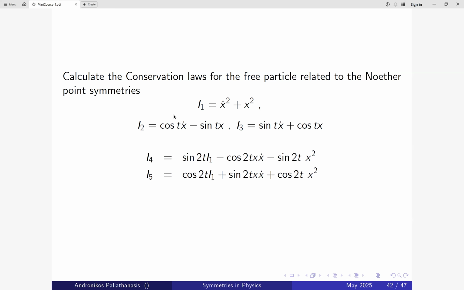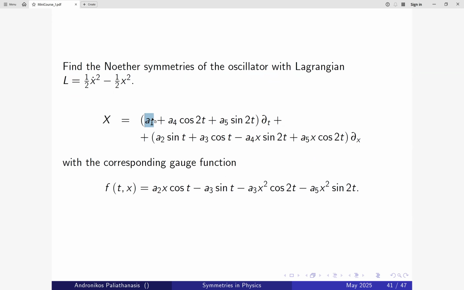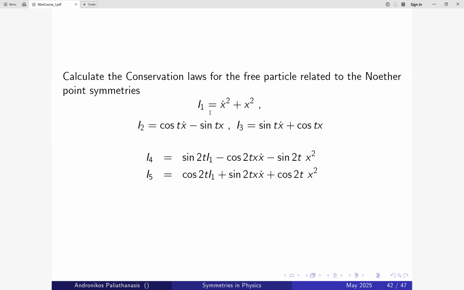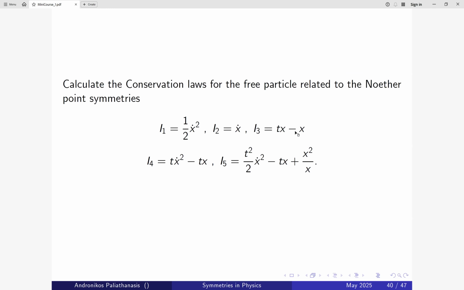As you can see, I1 is nothing else than the conservation law of energy, which is related to the invariance of the system under the change of time. However, we have another 2 sets of conservation laws, I2 and I3, I4, I5. And we will see later in the following slide that I2 and I3 are the analog of the Galilean boost for the oscillator.